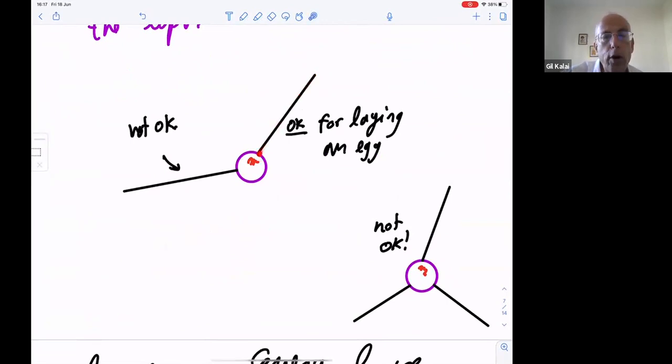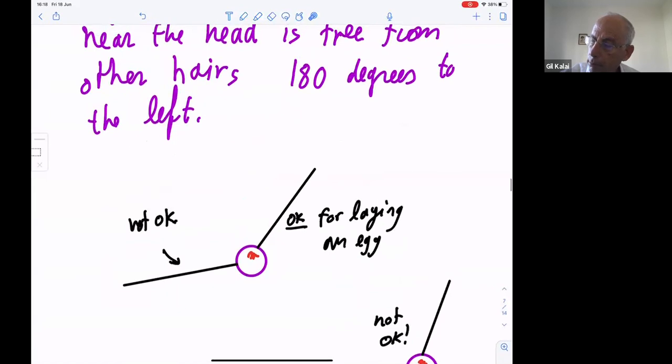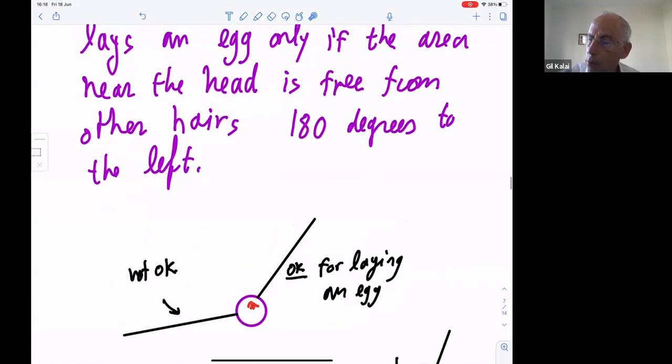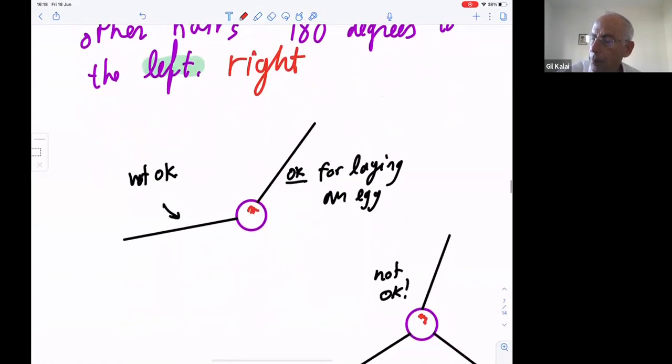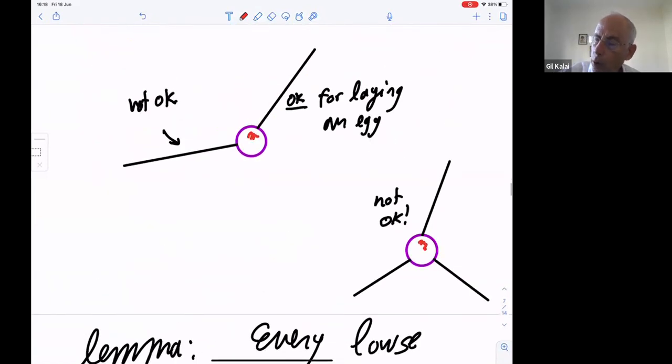On this edge, it is okay to lay an egg because the whole area of 180 degrees is free from other hairs. On this edge, it's not okay because here, if we look 180 degrees, we see that this should be to the right. Stay to the right. Okay. So here it's not okay on this hair, and it's okay here.